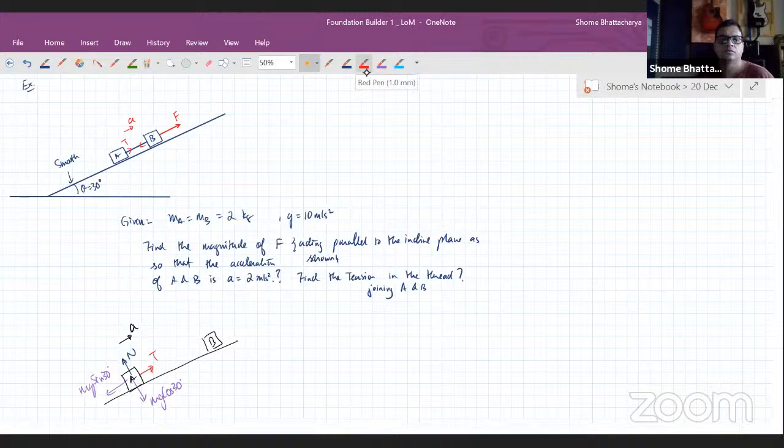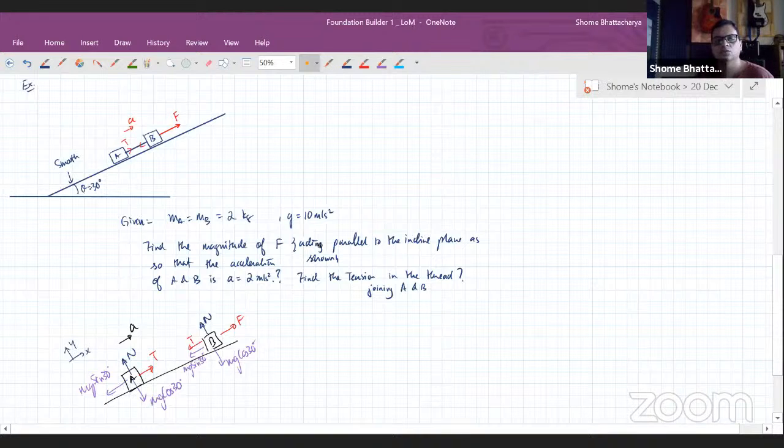Whereas further up the inclined plane for the block B, you have tension acting downwards, the external force acting in this way, again same mass, so components of weight mg sine 30, mg cos 30, so same normal reaction N. Okay, so we will take our x and y axis like this, and we've already resolved the forces.